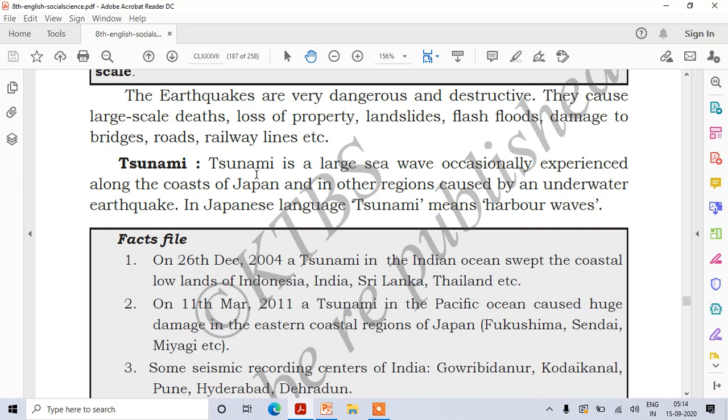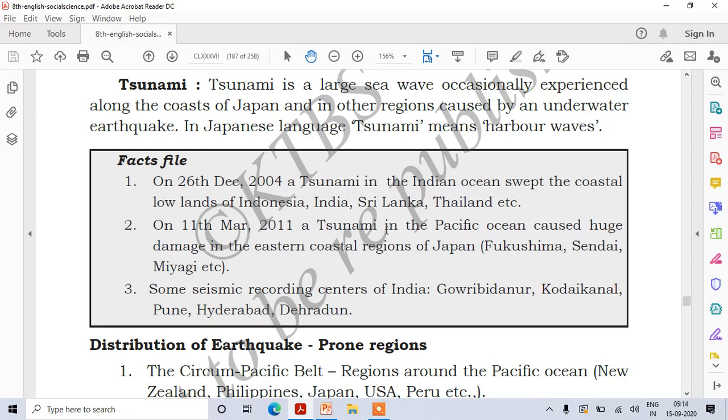And generally where is it experienced? In the coast of Japan and in other regions, caused by an underwater earthquake. Where some underwater earthquake takes place, in that region also a tsunami can occur. So from the word tsunami, you can understand it is a large sea wave and generally it will occur in the coast of Japan. In the Japanese language, tsunami means harbor waves.